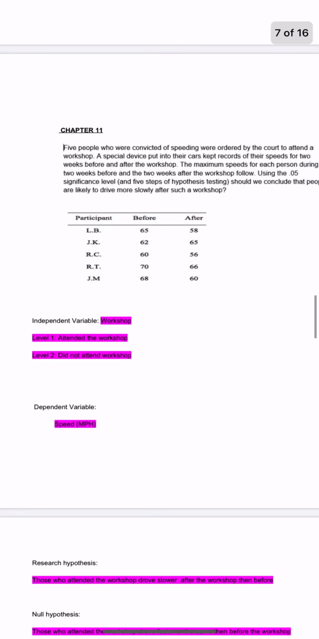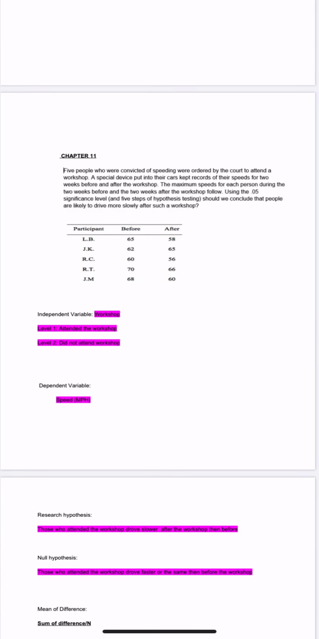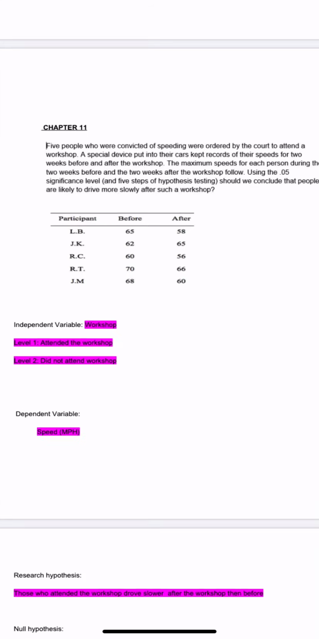All right, chapter 11. Now, this is a repeated measures t-test. It's using one group and testing it at 2 different points in time, where in the middle of those 2 points in time, you're given some sort of manipulation to see if there was a difference before and after.